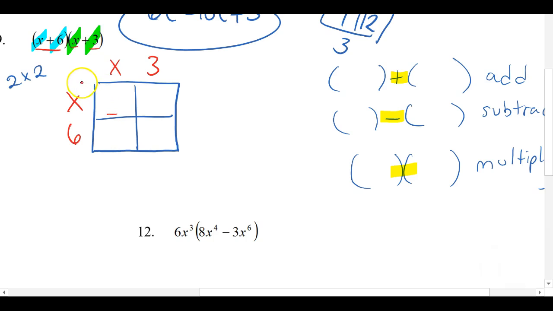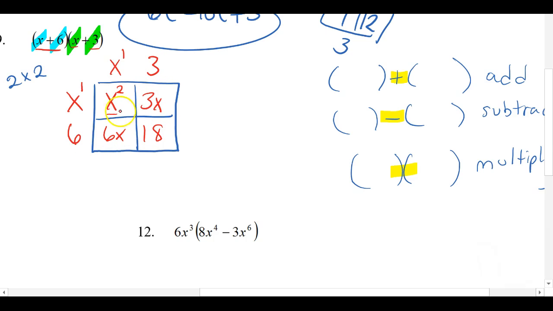So remember, this x has an exponent of 1. This x has an exponent of 1. And if you multiply the same x, you add the exponent. So 1 plus 1, so x squared. And then here in this box, 3 times x to the 1, well that's just 3x. And then here I have x times 6, so that's 6x. And then the last box is 3 times 6, which is 18.